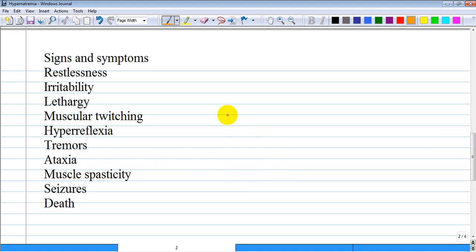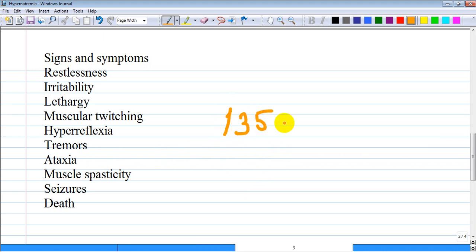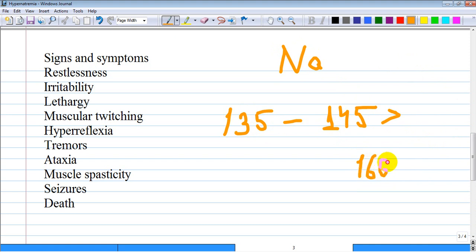hyperosmolarity. I want to remind you that 135 to 145 is the normal range of sodium. If it exceeds this value, it is called hypernatremia, and if it exceeds values like 160, it is severe.